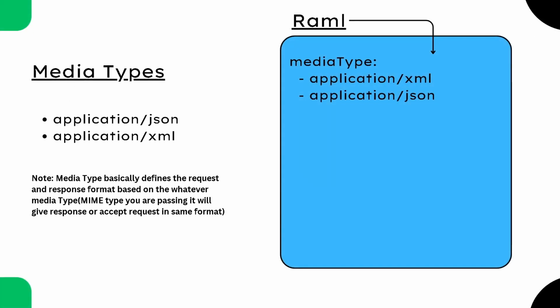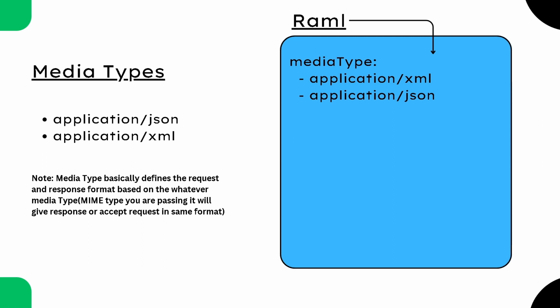Media types. Generally we configure two types of MIME types or media types. Those are JSON and XML. There are many media types, but in most of the projects I have encountered these two, so that's why I've written JSON and XML. Here one note is written.